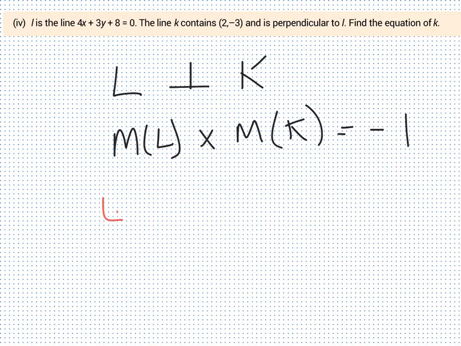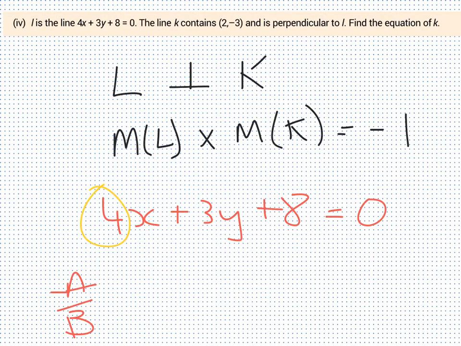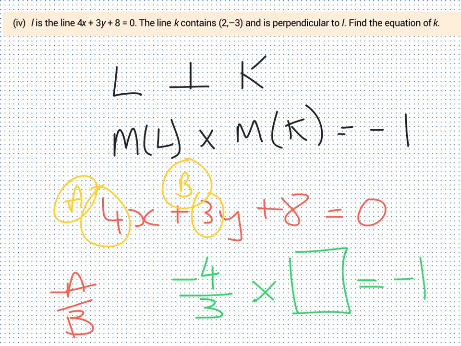L is 4x plus 3y plus 8. I can find the slope of that by using my minus a over b formula. So again, this is my a, this is my b. So the slope here is going to be minus 4 over 3. So minus 4 over 3 multiplied by what will give me minus 1, because if it's perpendicular, that is the case. So remember I said the nice trick, turn it upside down and change the sign. So if it was a minus, it's now gone to a positive. So I can now say that the slope of line K is 3 over 4.